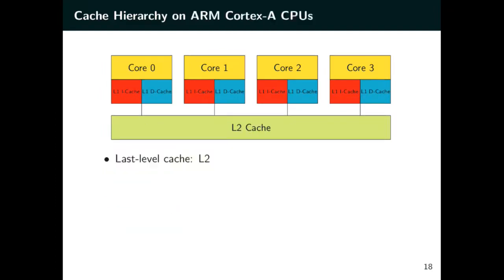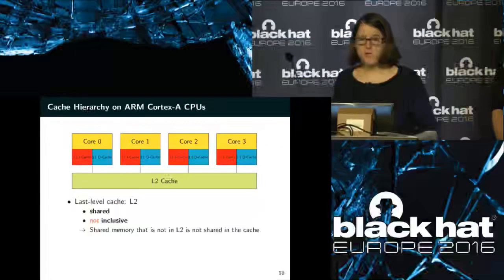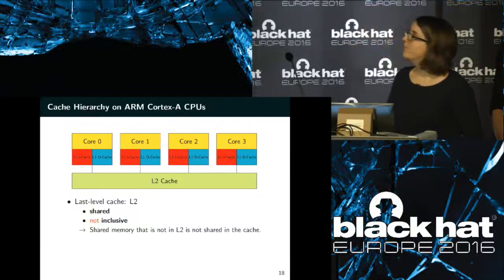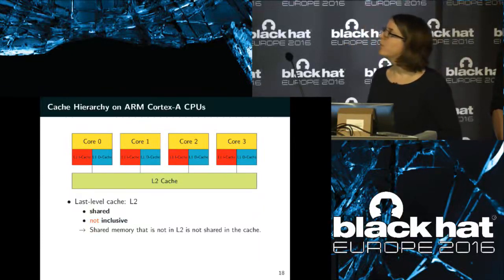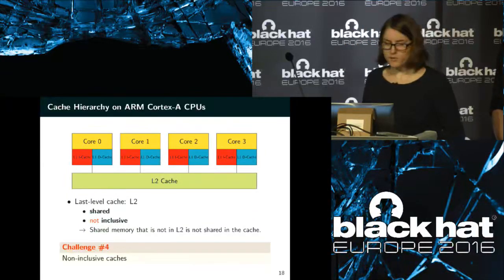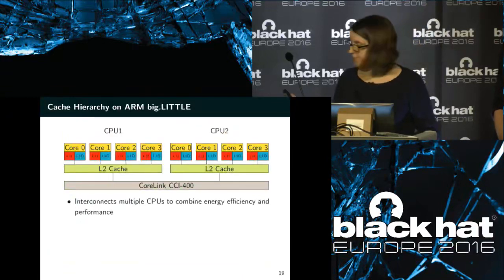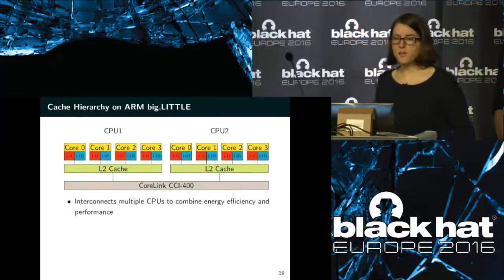Now on ARM Cortex-A CPUs, we have 2 levels of caches. Level 1 is still private and level 2 is shared, but this time it is not inclusive. That means that shared memory that is not in level 2 is not shared in the cache. People thought that it was basically the biggest obstacle to performing cross-core cache attacks on ARM. So that's our fourth challenge: we have non-inclusive caches.